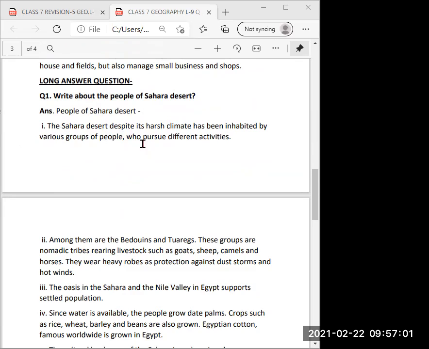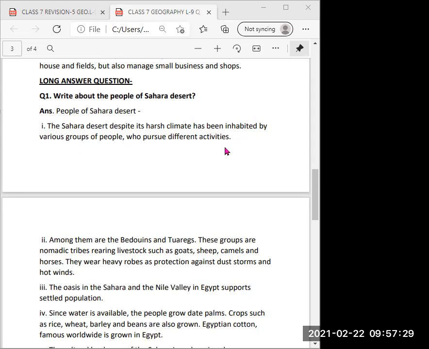First, the Sahara Desert, despite its harsh climate, has been inhabited by various groups of people who pursue different activities. Now the Sahara Desert, though it has a very harsh climate, what type of climate? Extreme hot. So, due to this harsh climate, it is inhabited by various groups of people who pursue different activities.